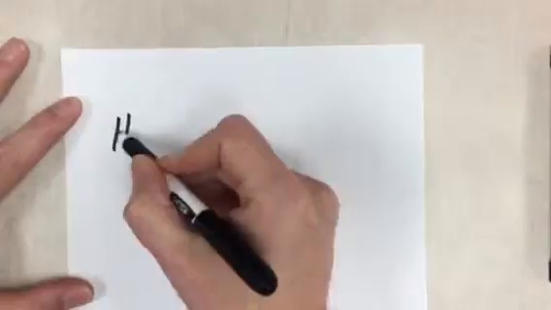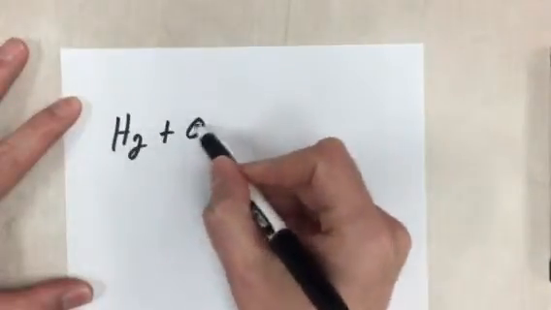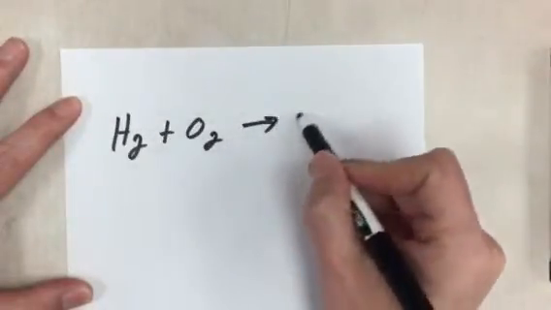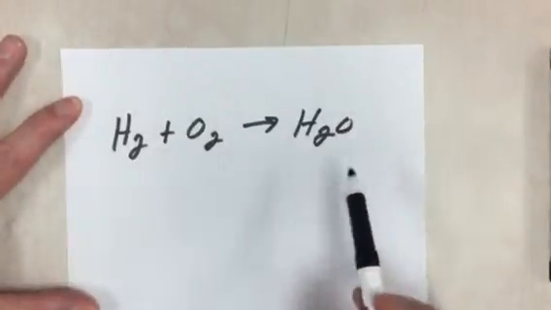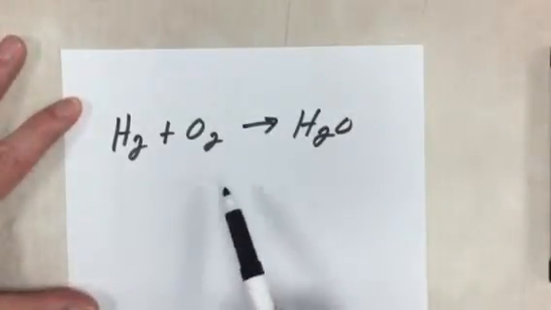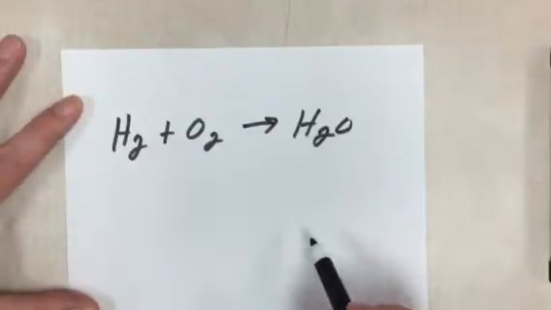Okay, this is a short example of a video that you might make for your project. Let's say that your topic is balancing equations. Well, you would have some examples in mind to write out and explain. One example that I've chosen is the reaction of hydrogen and oxygen to form water.